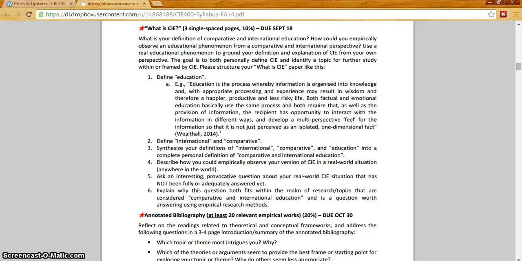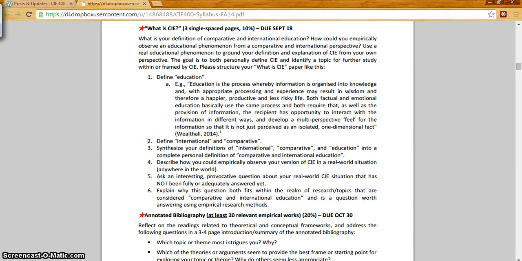So you can see that Wellfall said education is the process where information is organized into knowledge, and with appropriate processing and experience may result in wisdom and therefore a happier, productive, and less risky life. That's actually an interesting phrase that aligns with a lot of research. Anyway, so you can see this is an example. It goes on a little beyond that, but you can read it on your own. Think about what your definition of education is. Right? So we're just breaking down the components of comparative and international education, starting with education.